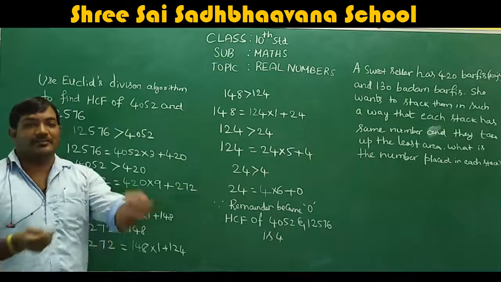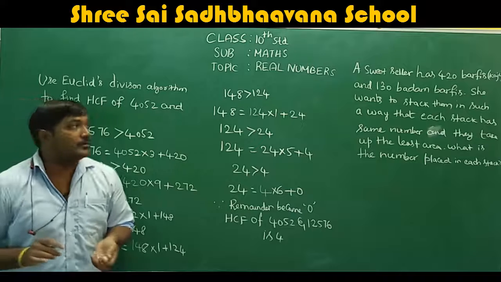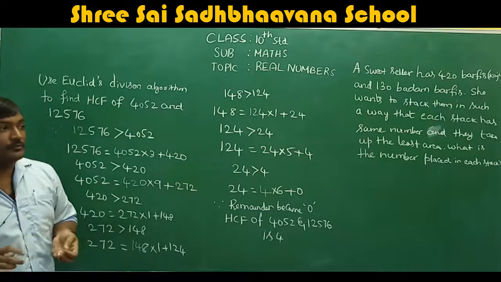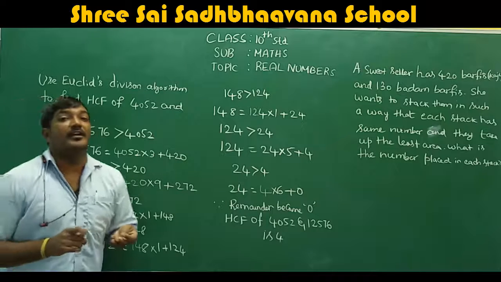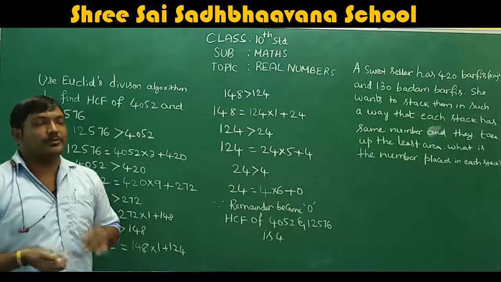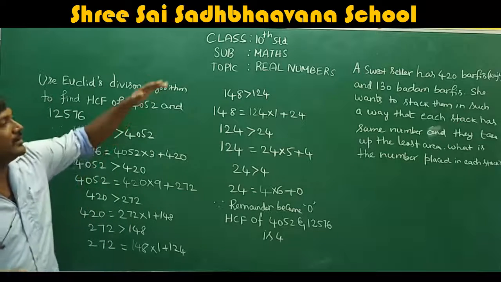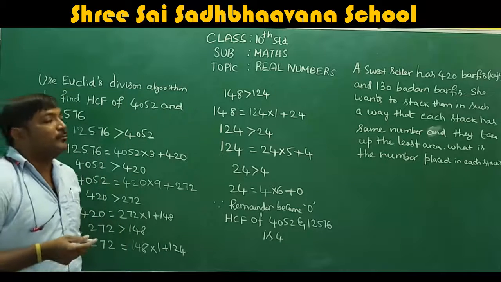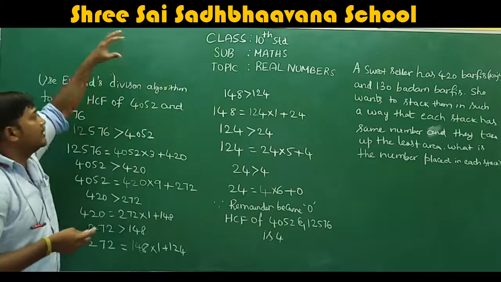Hi students, today we are going to continue the last concept from real numbers, which is finding HCF of two numbers using Euclid's division algorithm. The sums we discussed in the last class were a little easier than the sum we are going to discuss today. So just look at this sum.